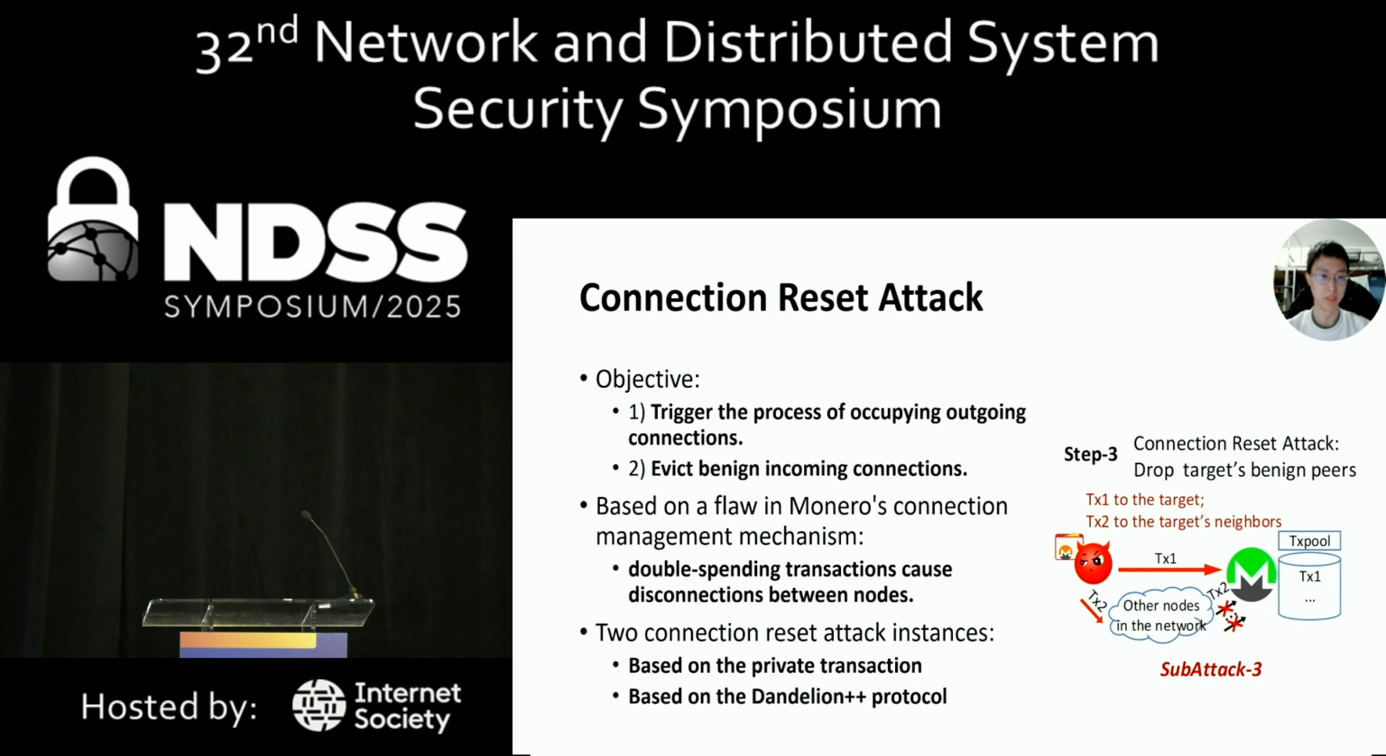The second consequence is that the target node disconnects from benign incoming connections, which provides a way for the attacker to prevent the establishment of new benign incoming connections, ultimately making the Eclipse attack on a Monero node feasible. Our connection reset attack exploits a flaw in Monero's connection management mechanism, specifically the fact that a network layer double-spending transaction conflict can cause connections to be dropped. Based on this, we propose two specific connection reset attack methods, based on the private transaction and based on the Dandelion protocol, respectively.